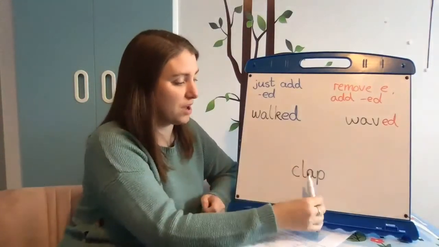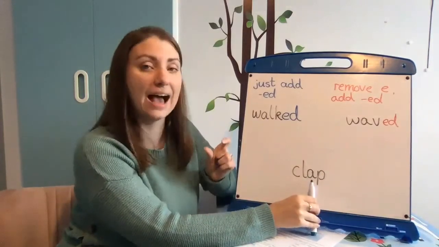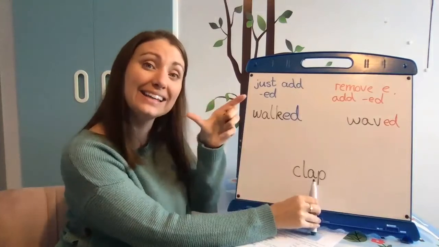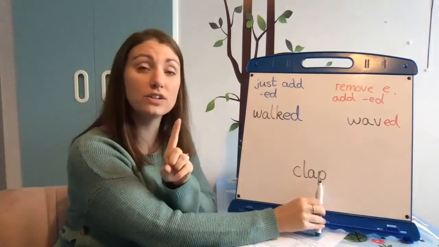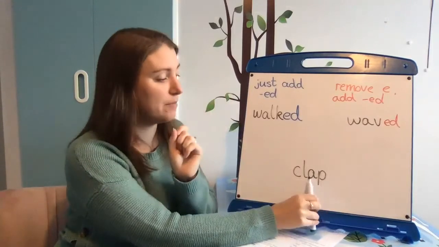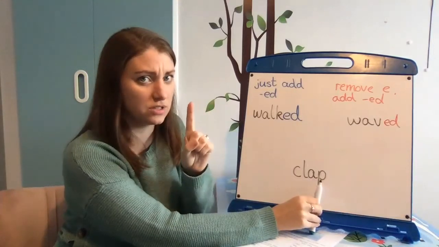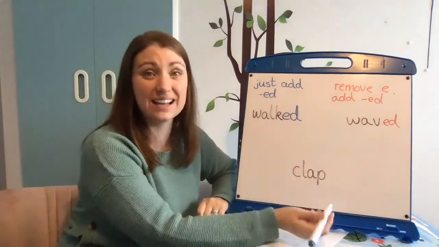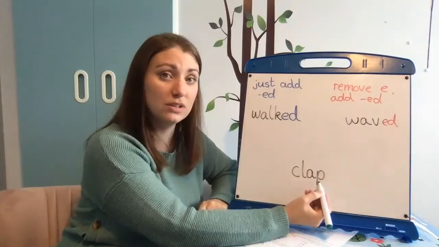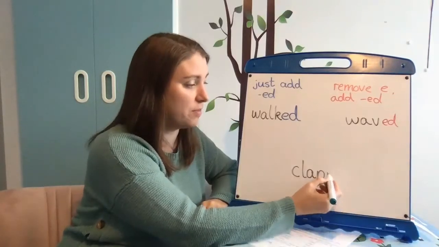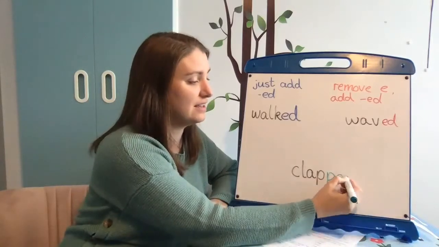You see, this word has a short vowel sound in the middle. It's a short vowel sound. It's not a, which is long, it's a. And then it's just got one consonant on the end. And because it's got a short vowel and one consonant, then I'm going to be adding another consonant on the end. I'm going to double this letter. I'm going to double the P and then add E, D.